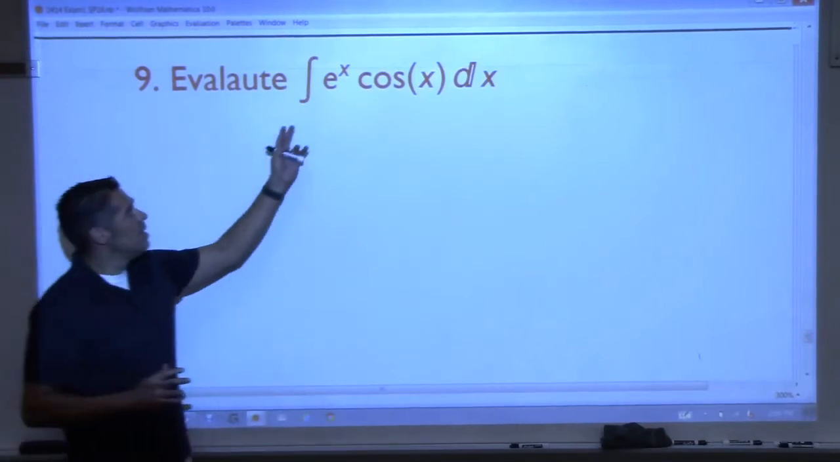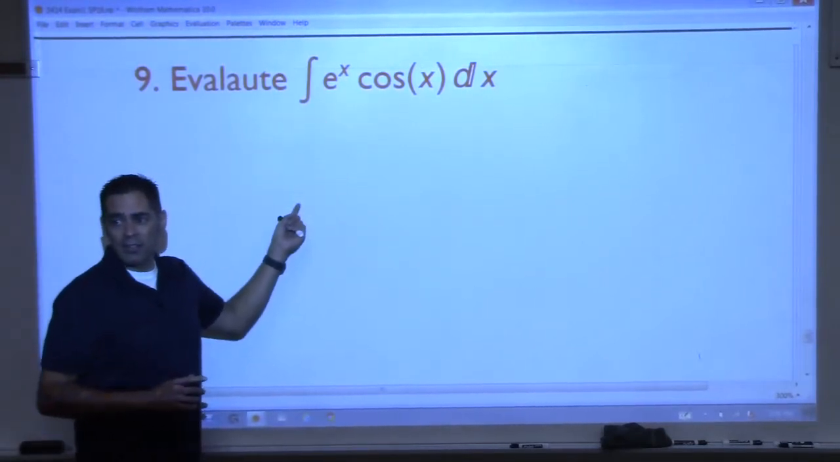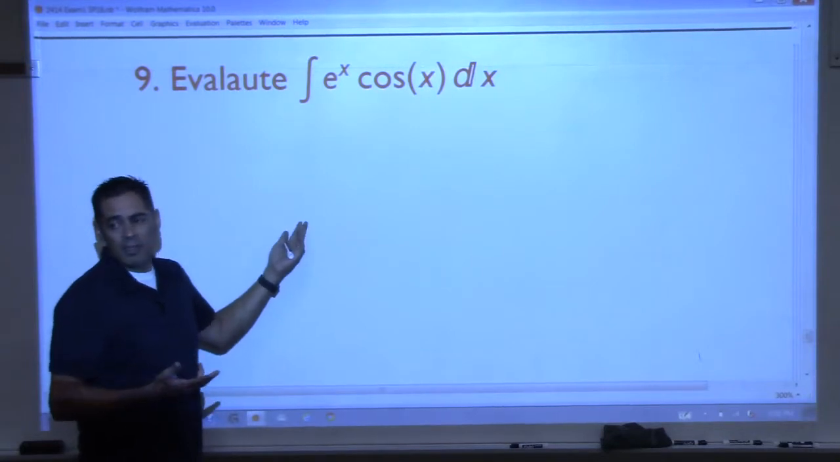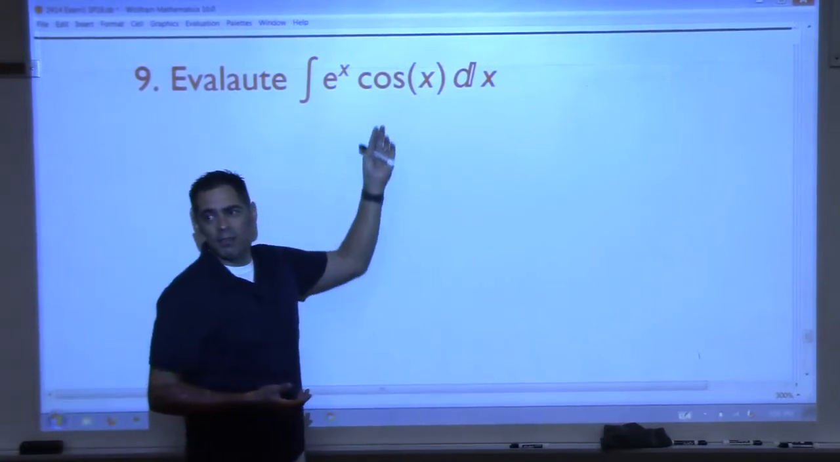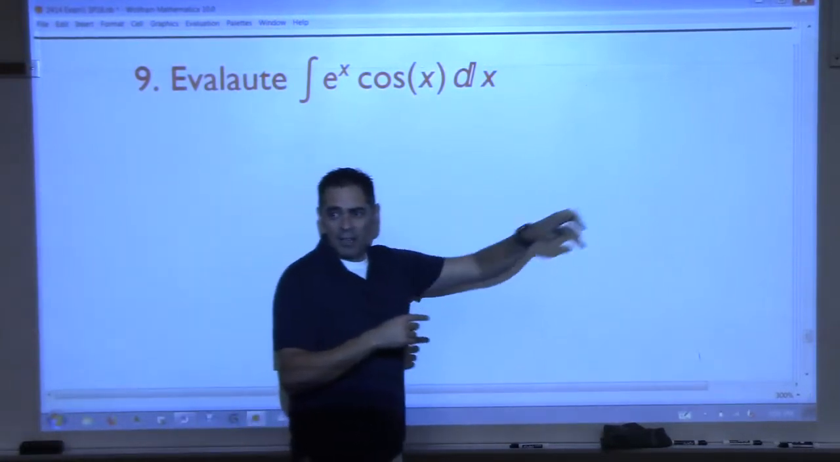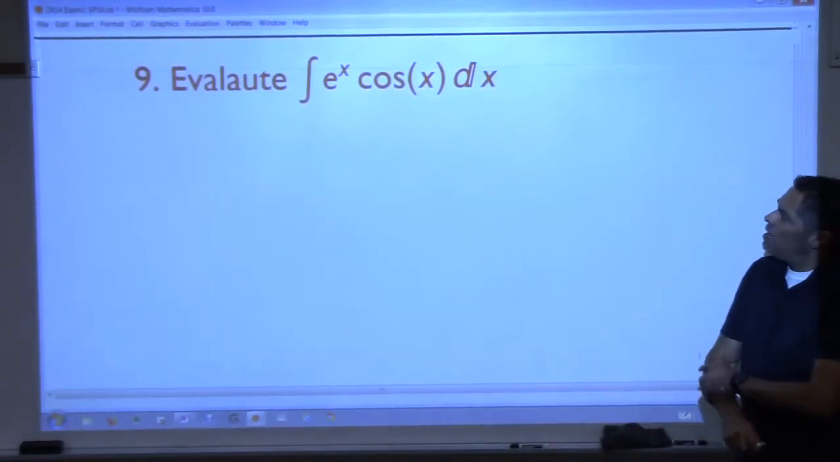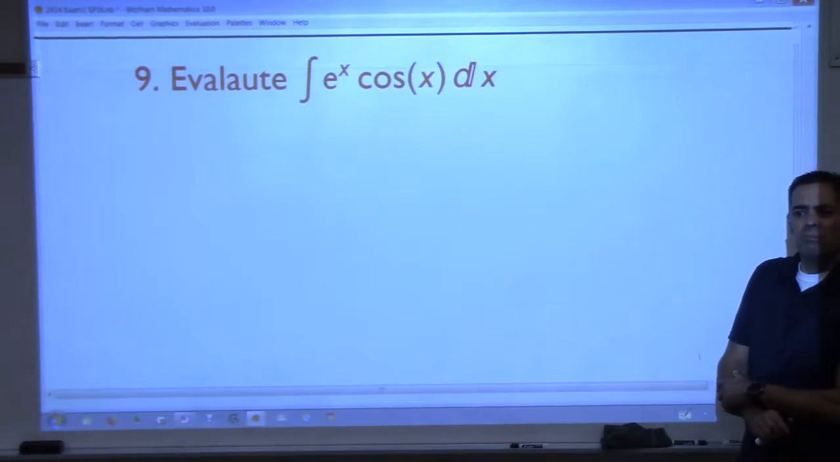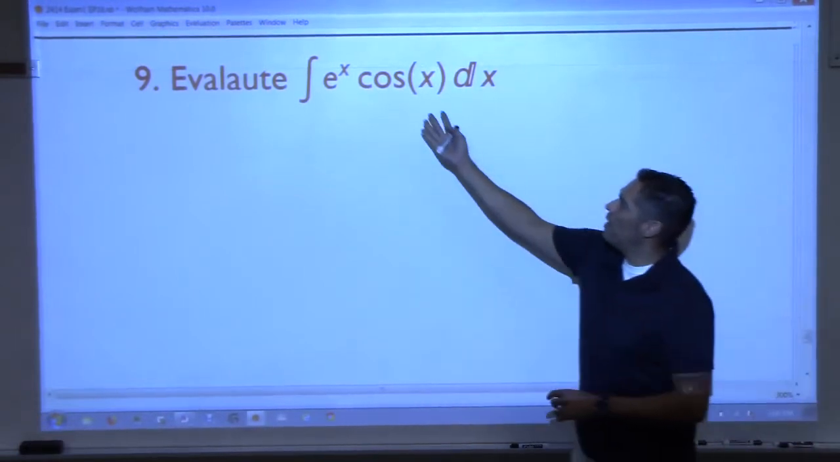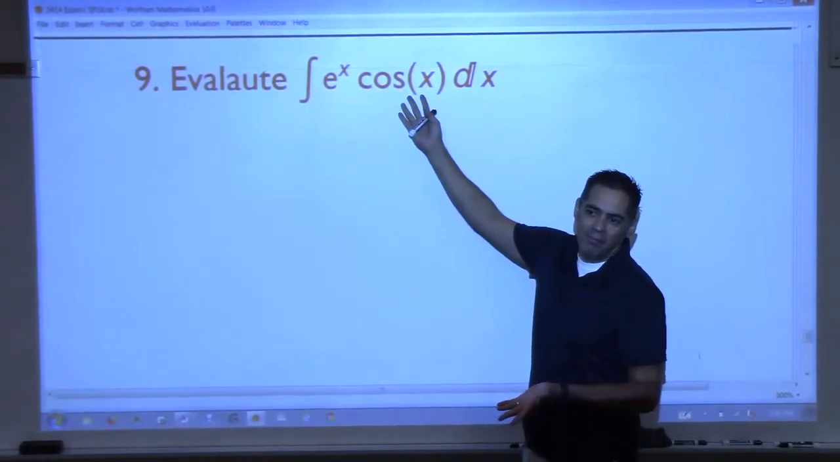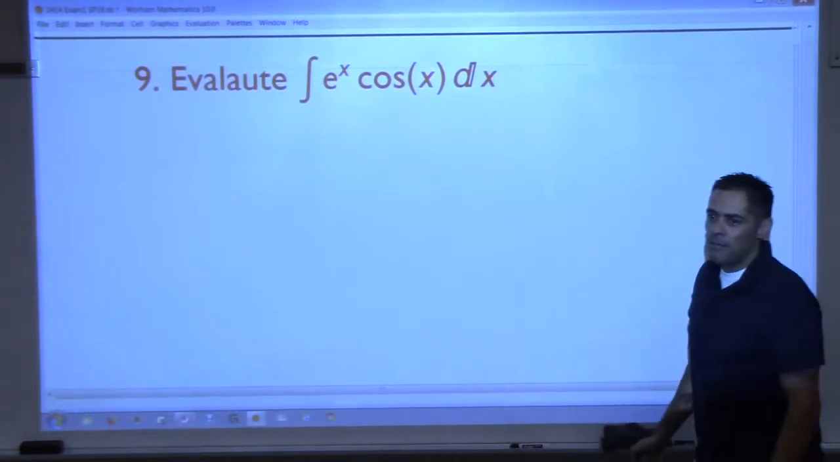For this, I've picked e to the x to be my u, but you could do it the other way. You could let this one be your u and your dv be this one, and you will still get that other integral to appear on the other side. Is one easier than the other? I don't think so. I would prefer to integrate this right now because I know it's sine. But it doesn't matter.